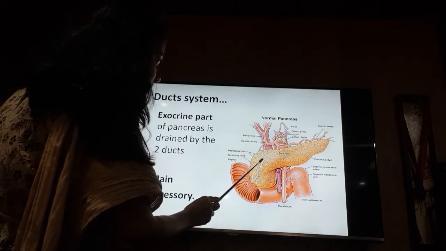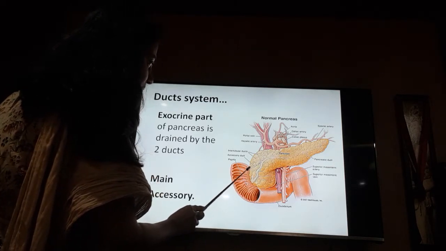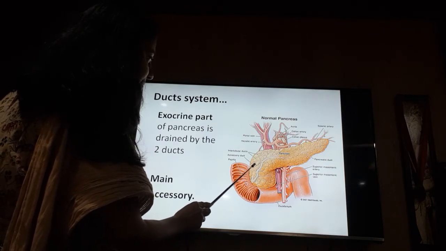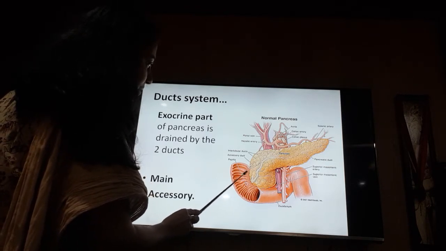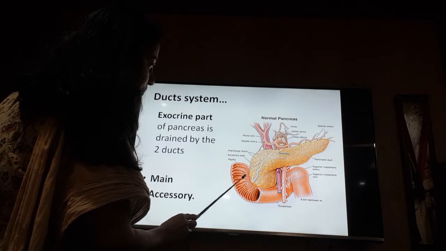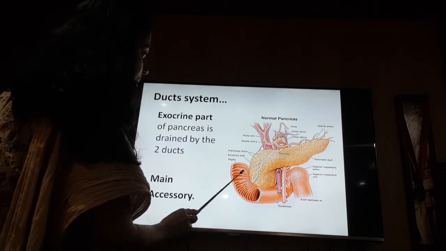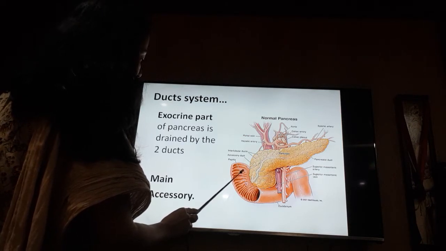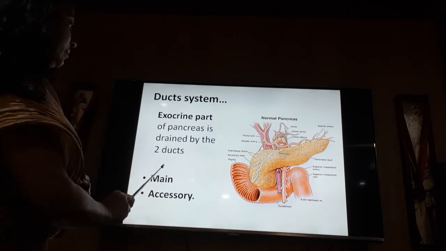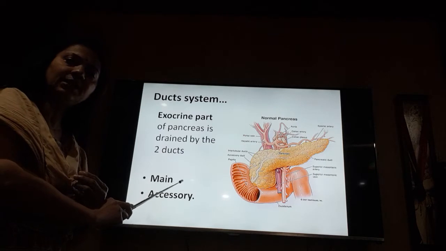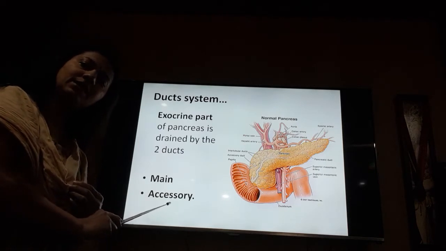Then you can also see one small duct here, a thin one. This is called accessory pancreatic duct. It is also opening here before this. So this small duct is opening in the minor duodenal papilla. So there are two ducts, main pancreatic duct as well as accessory pancreatic duct.